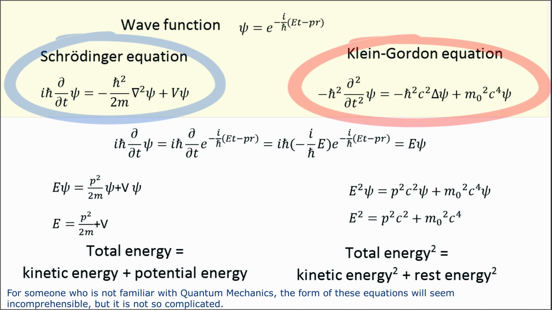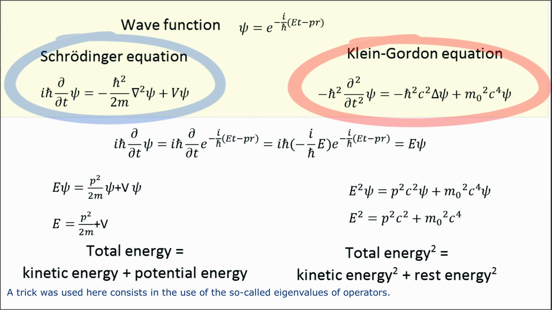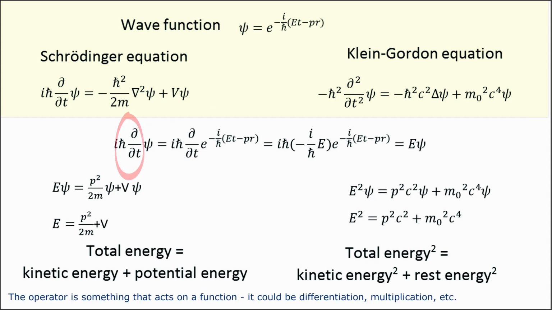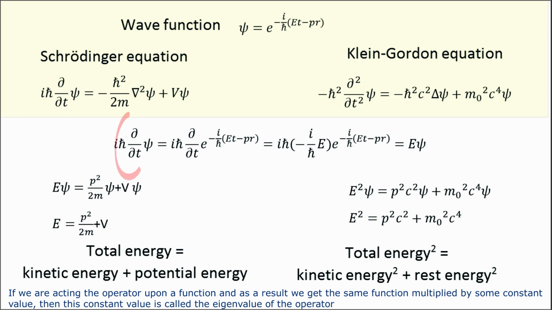For someone who is not familiar with quantum mechanics, the form of these equations will seem incomprehensible, but it is not so complicated. A trick used here consists in the use of the so-called eigenvalues of operators. The operator is something that acts on a function. It could be differentiation, multiplication, etc. If we act with the operator upon a function, and as a result we get the same function multiplied by some constant value, then this constant value is called the eigenvalue of the operator.